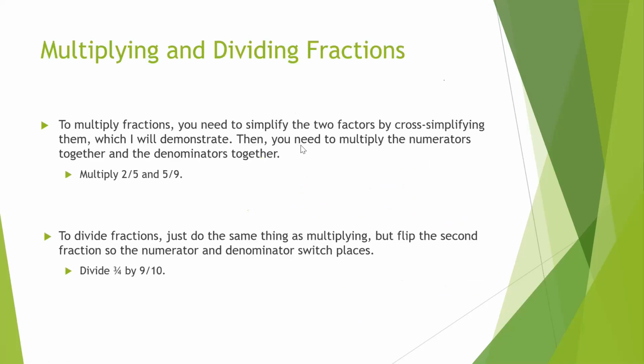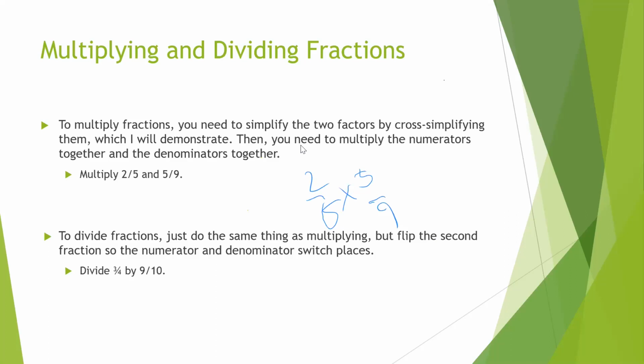So now we're going to learn about multiplying and dividing fractions. To multiply fractions, you just need to simplify the two factors by cross-simplifying. I can demonstrate that. And then you just multiply the numerators together and the denominators together, which is pretty easy to do. Multiply 2/5 and 5/9. So 2/5 times 5/9.